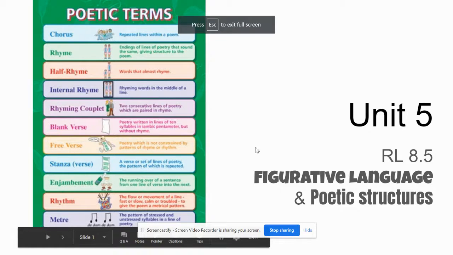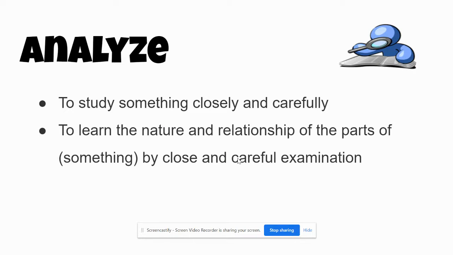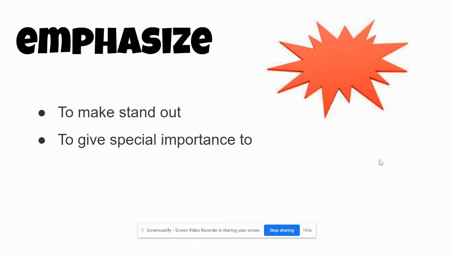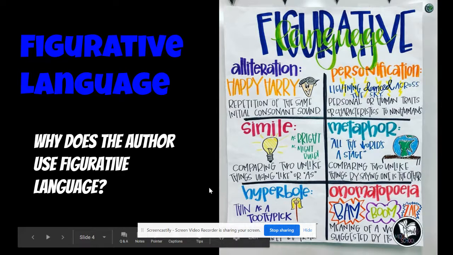So we're going to be studying figurative language and poetic structures. And you are going to be analyzing, which of course means looking at something closely. And you'll be looking to see how authors emphasize certain things, meanings, sounds, different things like that. So that just means it makes it stand out or gives special importance to something. Okay, so some figurative language. This should be a review.